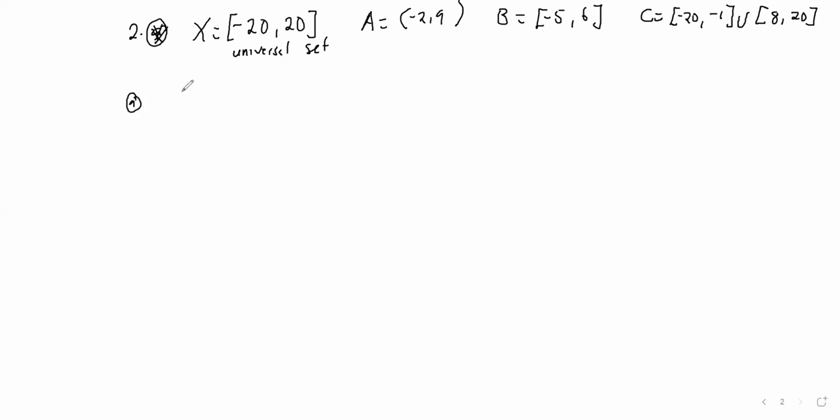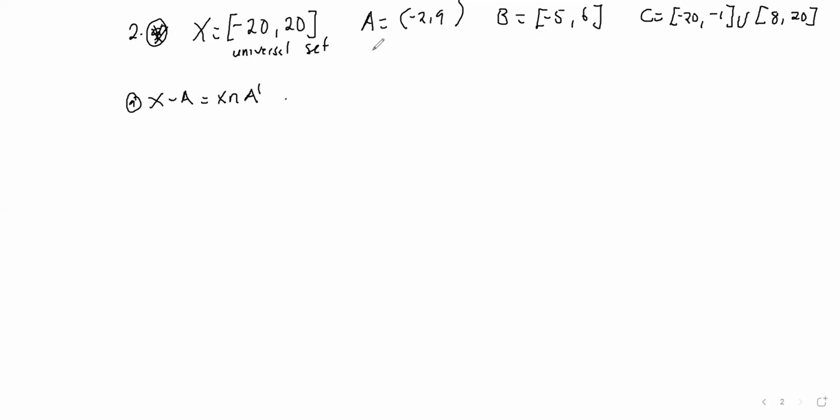Part A says, find X minus A. Now X minus A, if you wanted to change the minus, you would say X intersection A complement. So the definition of minus is intersection complement. So whenever there is minus, you would go for intersection complement. Okay. So now we have X intersection A complement.